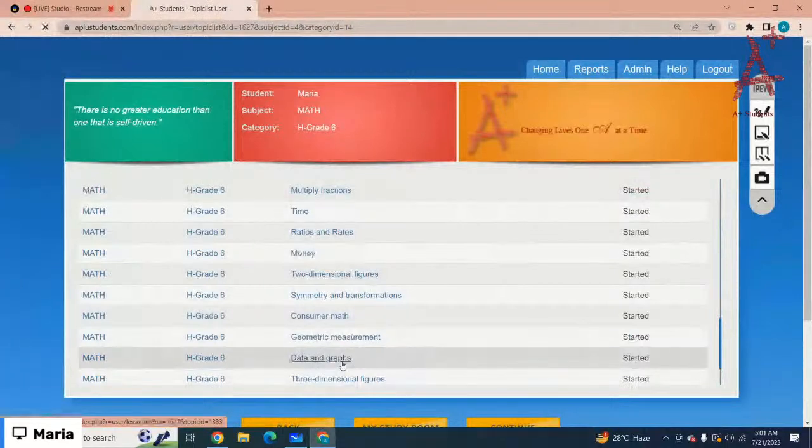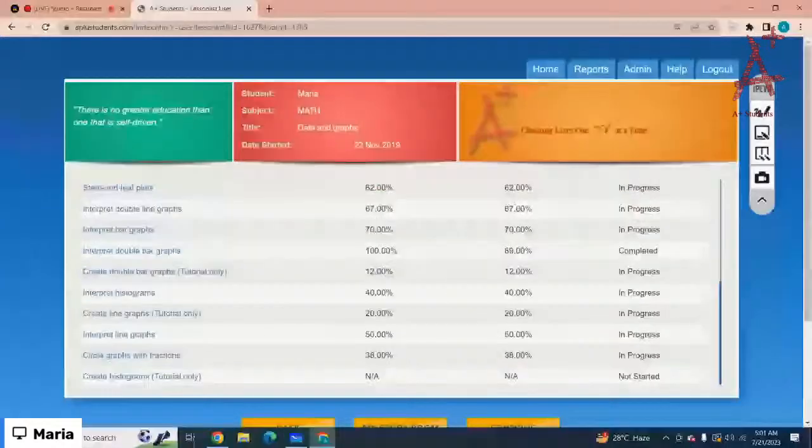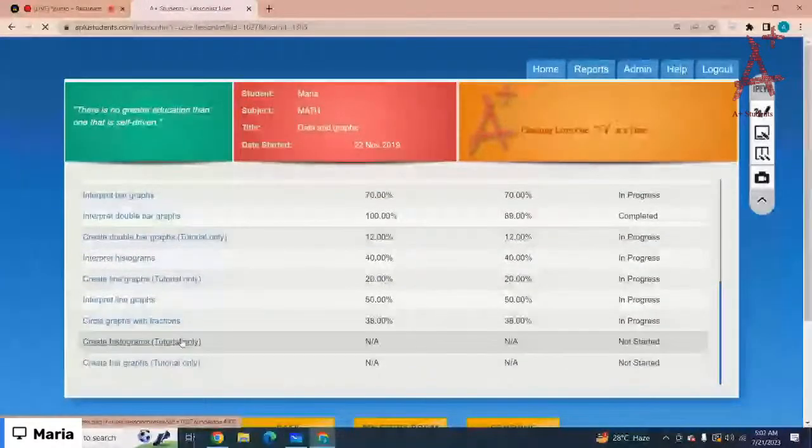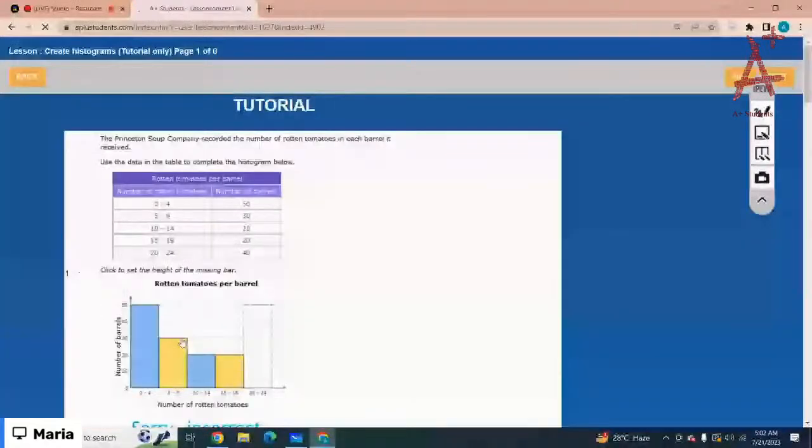Okay, here I'm on grade 6 math. The chapter we're working on is data and graphs. Let's just start with the lesson that is create histograms. The Princeton Soup Company recorded the number of rotten tomatoes in each batch received. Use the data in the table to complete the histogram below. So you are given the data, you just have to complete the histogram.